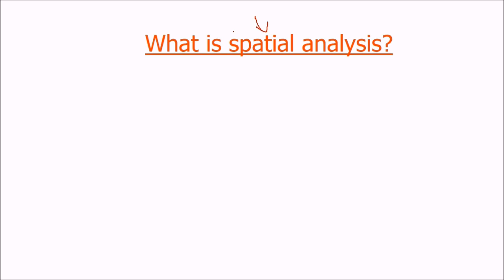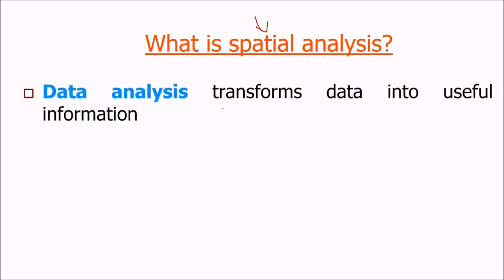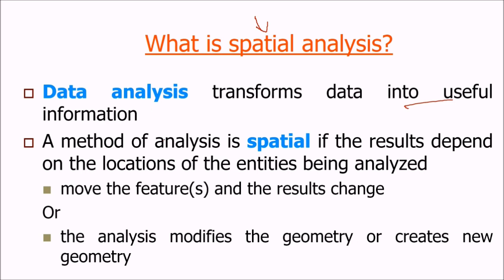Now we'll be using this word spatial again and again. What is spatial? It has come from space. Space means anything in the space, if you are able to locate it, you can point it, and that space is your globe, your earth, or even the celestial objects like Mars or the moon. So the location of any point is spatial data. Data analysis transforms data into useful information, and we are interested in analysis.